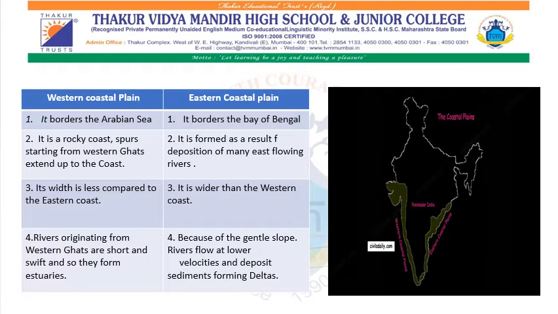Rivers originating from the Western Ghats are short and swift, and so they form estuaries. But the rivers flowing in the eastern coastal plain are gentle and flow with lower velocities and deposit sediment, forming the deltas.